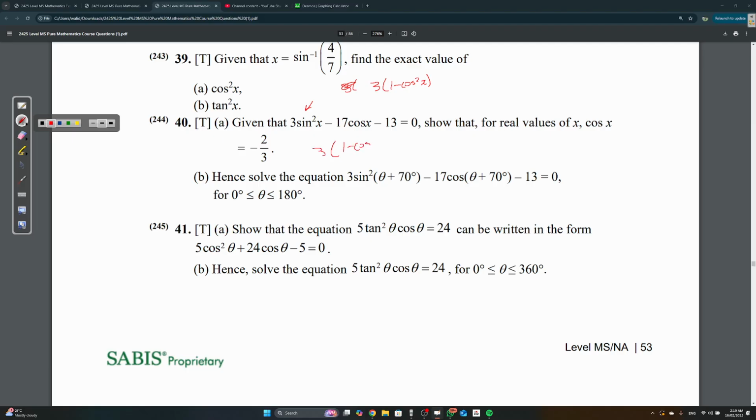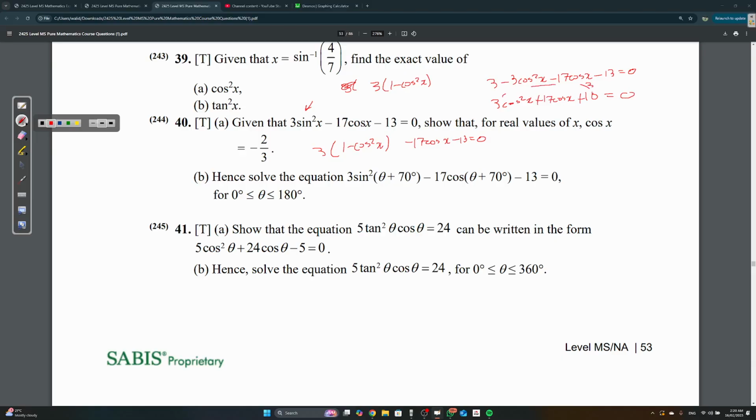So it's going to be 3 times 1 minus cosine squared x minus 17 cosine x minus 13 equals 0. Fix it up and distribute: 3 minus 3 cosine squared x minus 17 cosine x minus 13 equals 0. Fix it up, everything to the right. I'm going to get 3 cosine squared x plus 17 cosine x plus 10 is equal to 0.